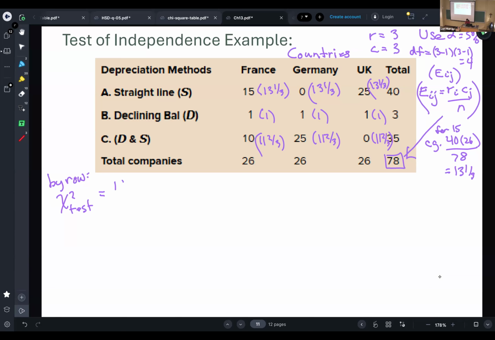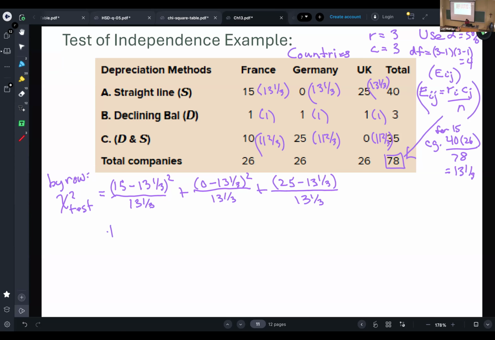So it's just going to be observed is 15, subtract 13 1/3. When you put it in the calculator, you would go 13.3333, something like that. Just get the thirds in the decimal places. I'm just saving space. So that's for the 15. The next one is going to be 0, but they expected 13 1/3 squared, divide by 13 1/3. And the next one is they got 25, but they expected 13 1/3, divide by 13 1/3. The next row, and we just add all these up.